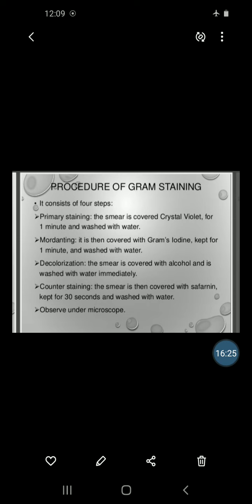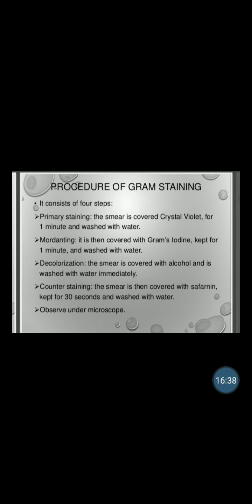Then mordanting, it is covered with Gram's iodine and kept for 1 minute and washed with water. Then decolorization, the smear is covered with alcohol and washed with water immediately. Then counter staining, the smear is covered with safranin and kept for 30 seconds and washed with water. And last, the slide is observed under the microscope.